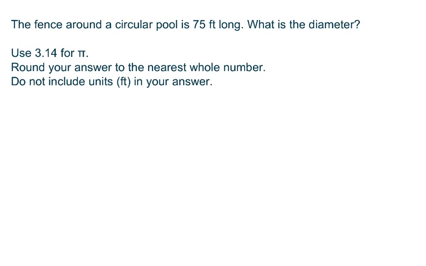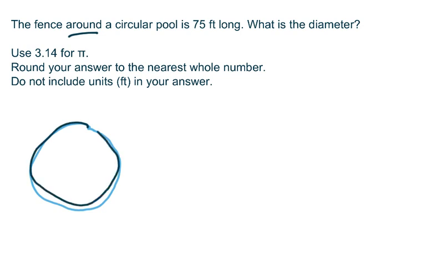I'm going to start with a sketch. So here's my circular pool. And it says that there's a fence around. Right? So that means I'm going around the outside of the pool. As soon as I hear someone talking about going around a circle, I know that we're talking about the circumference. So I now know that the circumference is 75 feet.